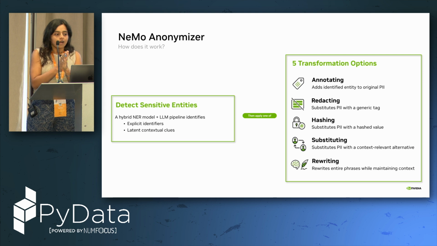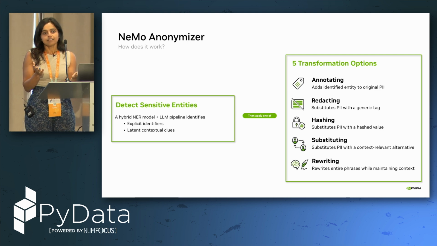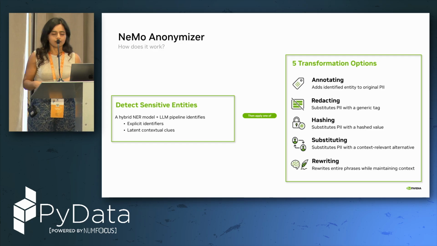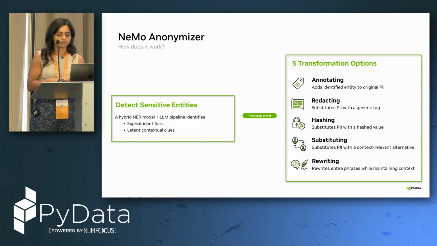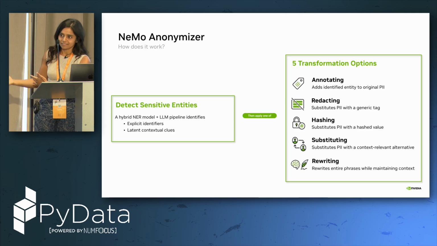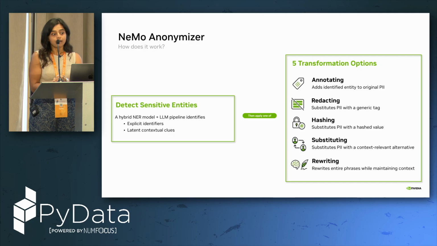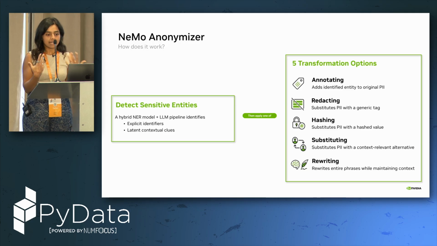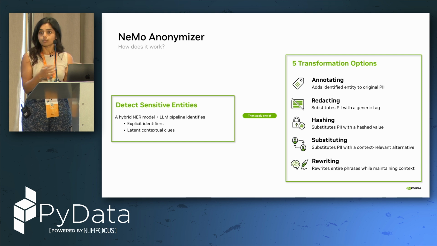So how does NeMo Anonymizer work? It's actually really simple. We use a Data Designer backend, so all the stuff that Navin was talking about, like async, cell-by-cell completion, being able to handle 429s, we just benefit off Data Designer, which is great. And really all you have to think about is what you want to do with Anonymizer. Do you want to just find what was in the data? Do you want to annotate PII? Do you want to redact it? Do you want to hash? Do you want to substitute with contextually relevant alternatives? Or do you want to do a full rewriting of text?